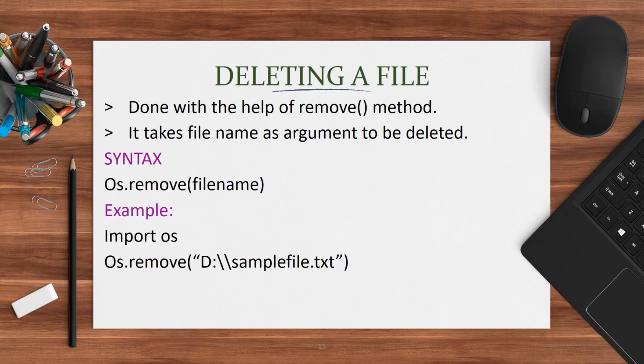The next one is how to delete a file. It is done with the help of the remove() method. It takes the file name to be deleted as an argument. The syntax is os.remove() with the particular file name, and I am going to import os and specify D colon sample file dot text, which means it is going to remove this particular file in the particular directory.